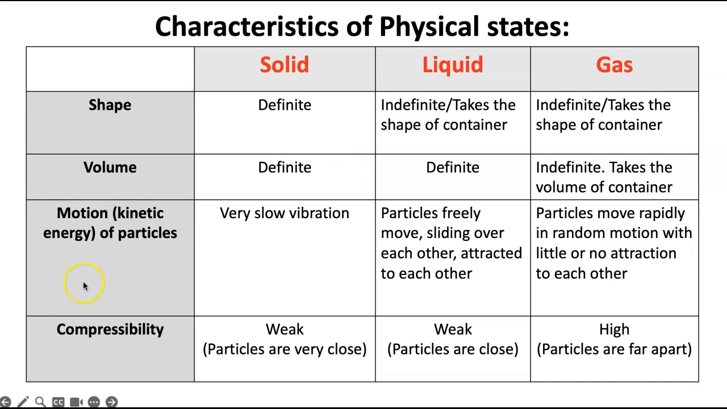When you look at motion or kinetic energy, solid has very slow vibrations, liquid has the second slowest one, but they slide past each other. Gas particles move rapidly in random motion with particles no longer attracted to each other. Compressibility, can you squish something? For solids, you can't really squish them. For liquids, it's weak too. For gases, you can easily squish them because they're so far apart.